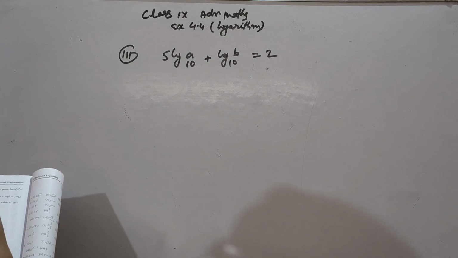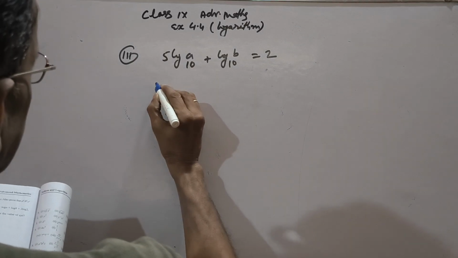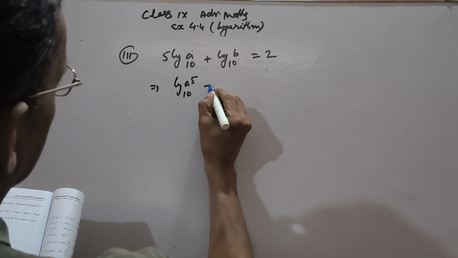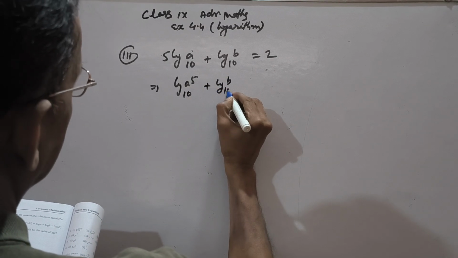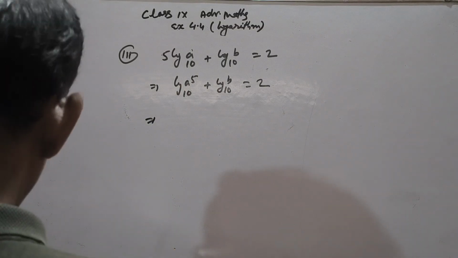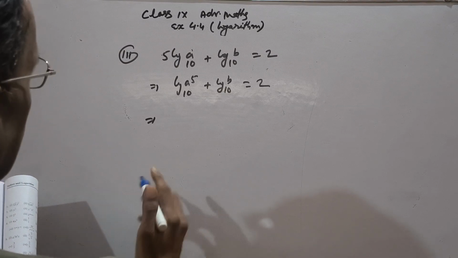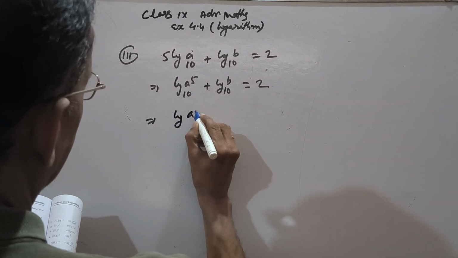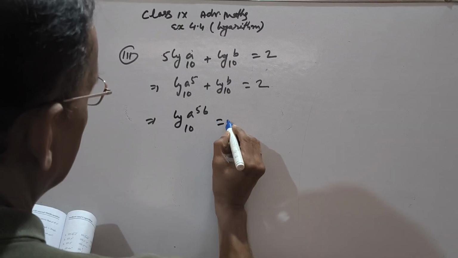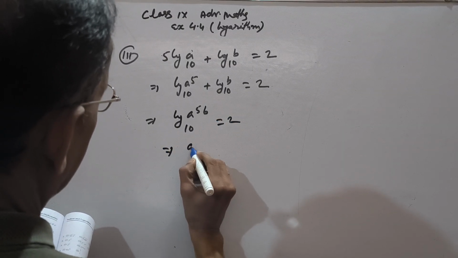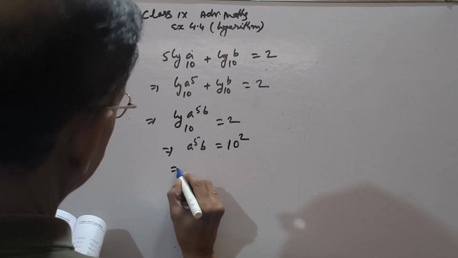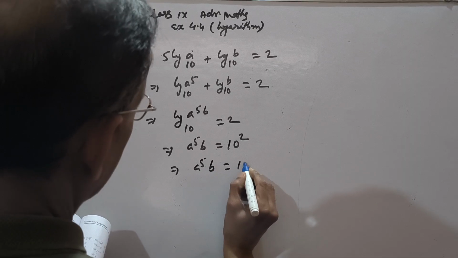We need to show something. Okay. So you see 5 will come here: log a to the power 5 to the base 10 plus log b to the base 10 is equal to 2. For plus, what do we write? Into. Log a to the power 5 into b to the base 10 is equal to 2. How much will we get? a to the power 5 into b equal to, remove log, 10 to the power 2. This is a to the power 5 into b equal to 100.